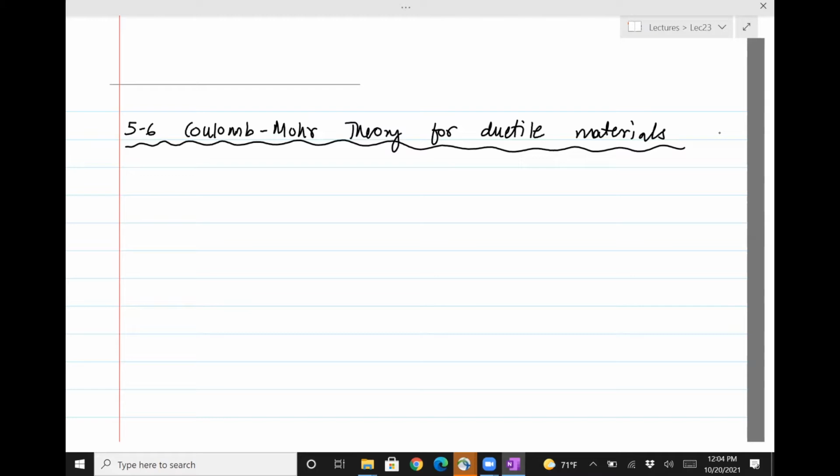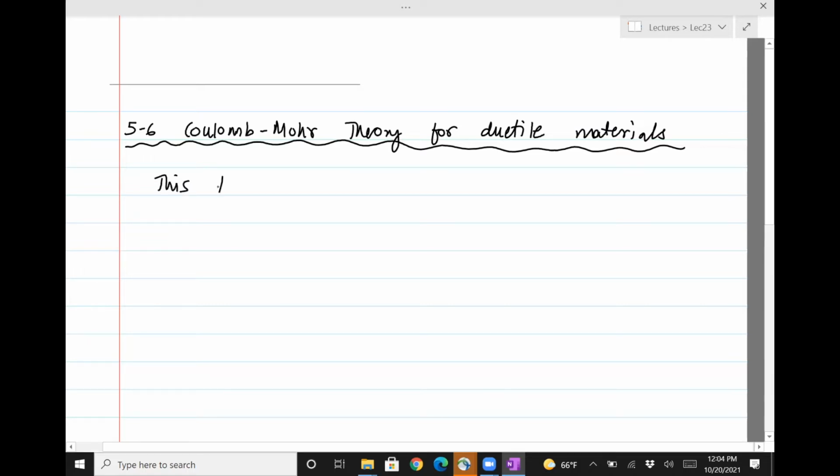Okay, so far we have seen two theories: maximum shear stress theory and distortion energy theory, and maximum shear stress theory is the more conservative of the two. Coulomb-Mohr theory is slightly different in the sense that it's to be applied for ductile materials when the failure in compression is different from the failure in tension. So in the previous two theories, we assumed that the strength of the material in compression is the same as strength in tension.